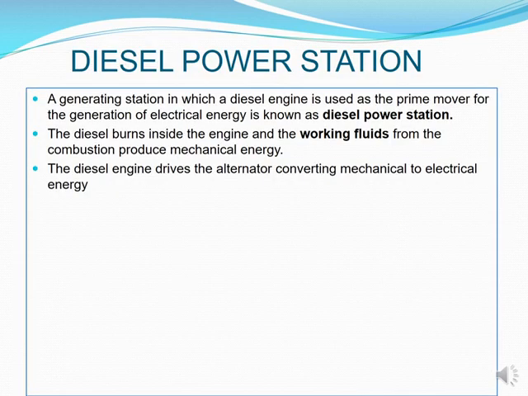Then we move on to your diesel power stations. Your diesel engines are utilized as the prime movers for the generation of electrical energy. The diesel basically burns inside the engine, and the working fluids coming out of that engine from the combustion will produce our mechanical energy. They are what is going to drive the turbine. So your diesel engine drives the alternator, converting your mechanical to electrical energy.